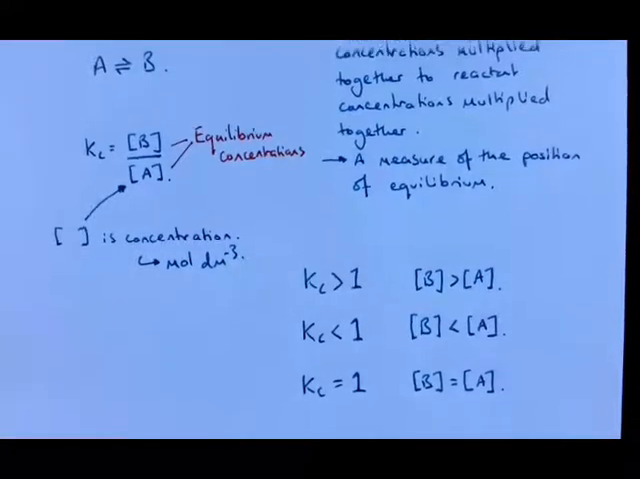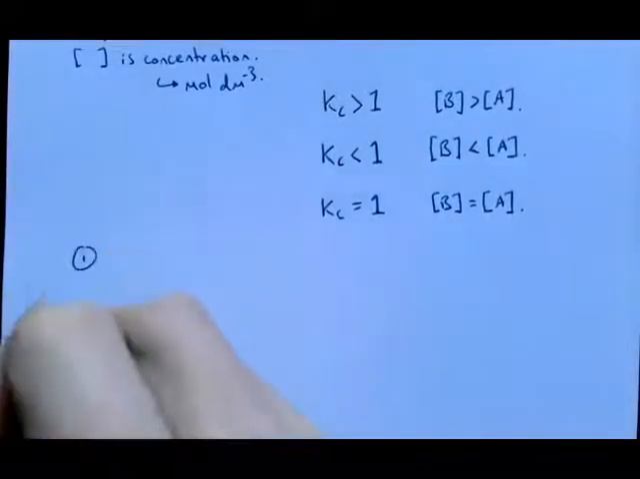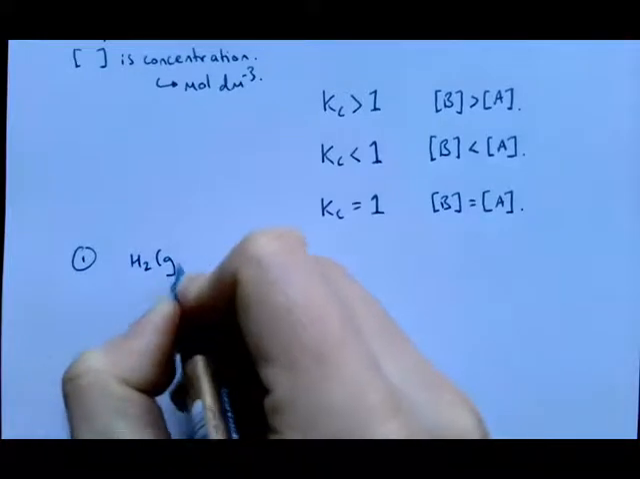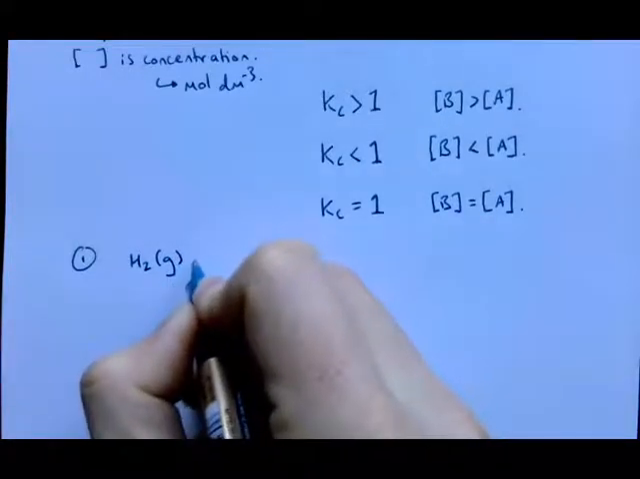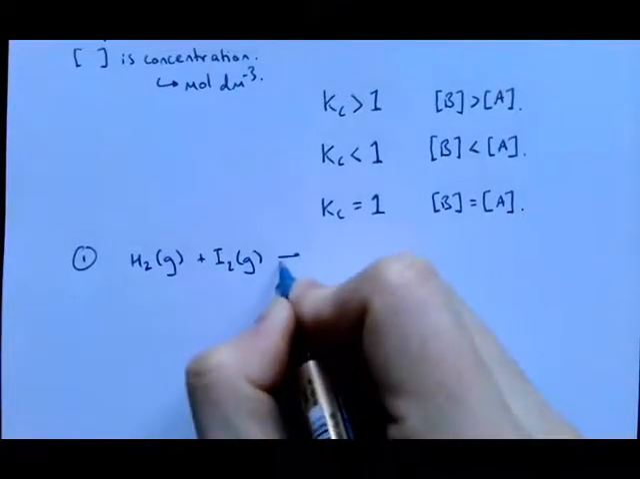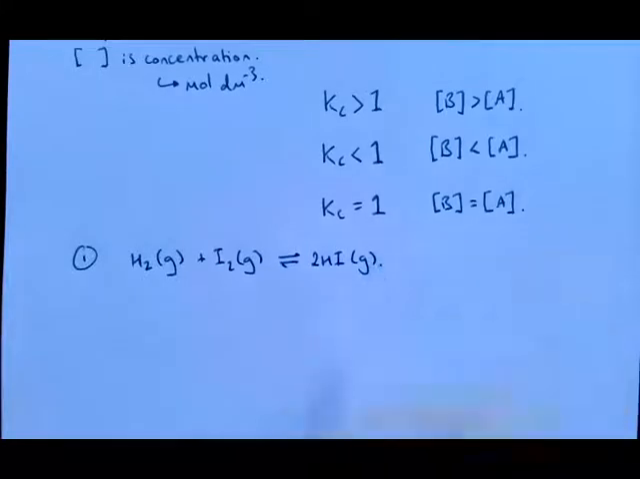So the first example from the book is number 1. It is H2 gas plus I2 gas gives us 2 HI gas.